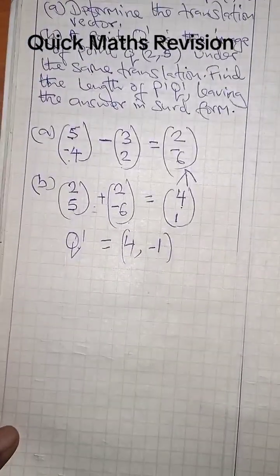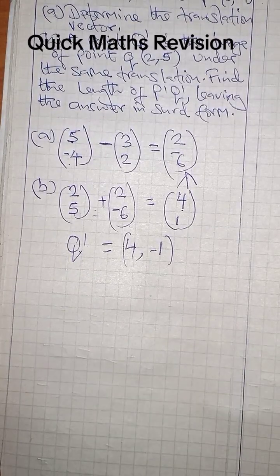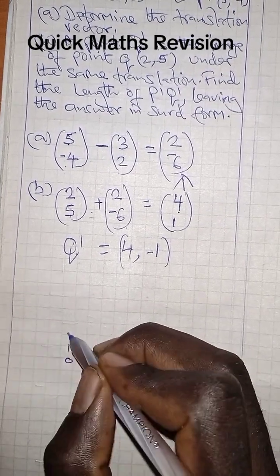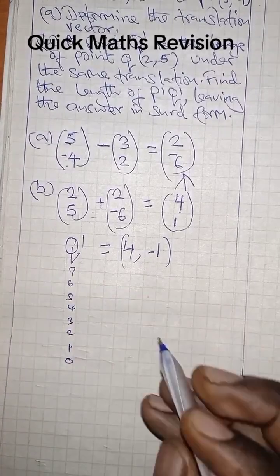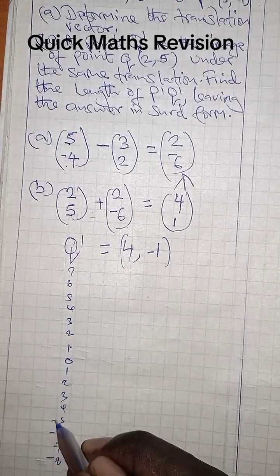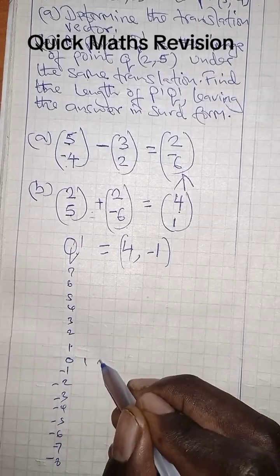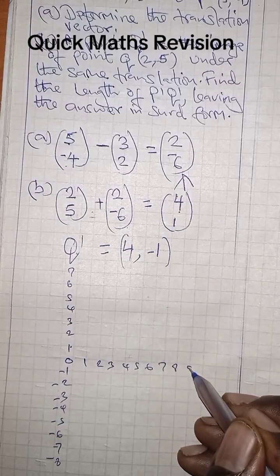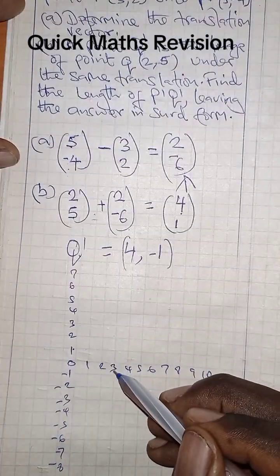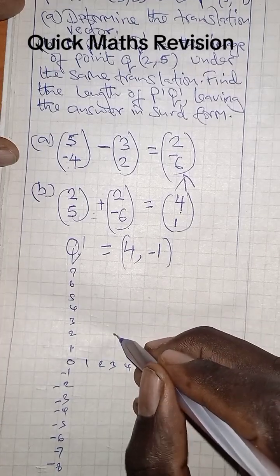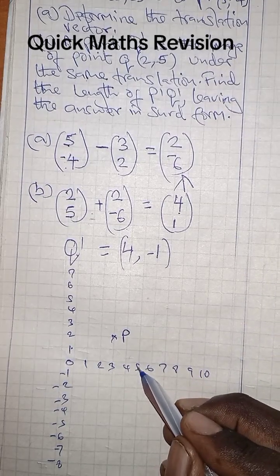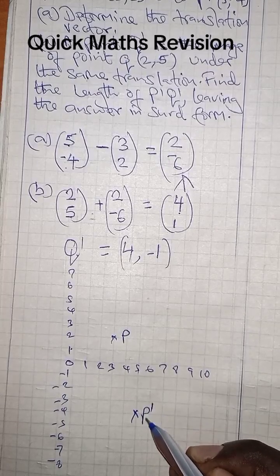To illustrate, let me introduce a Cartesian plane, which shows this very well. Assuming this is 0, this is 1, 2, 3, 4, 5, 6, 7, and these are negative 1, 2, 3, 4, 5, 6, 7, 8. And this is positive 1, 2, 3, 4, 5, 6, 7, 8, 9, 10. Point P, which is (3, 2), will be this one. Point P prime will be (5, -4).